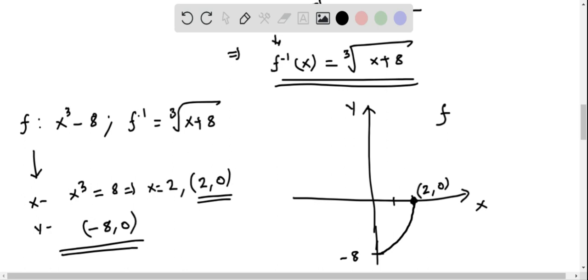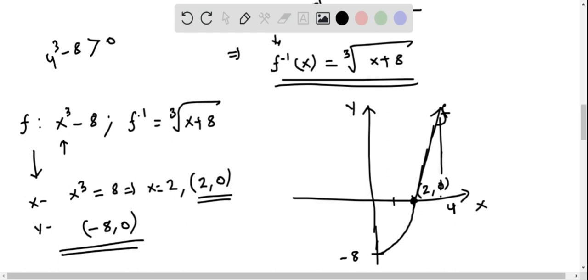Now let's put in some values greater than 2. If we plug in, let's say, 4, this is going to be 4 cubed minus 8, which is greater than 0. So it's going to be positive beyond 2. It just increases like this, because at 4 it will be 64 minus 8, which is 56. So at 4 it is 56.